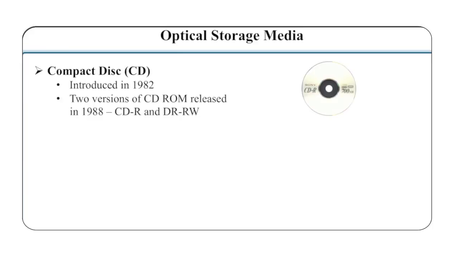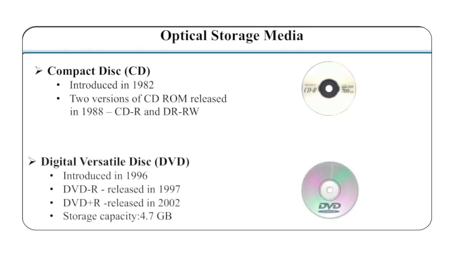That is, the CD-R, which was write once, read many, which means data once written cannot be erased. And secondly, the CD-RW, in which the data once written can be erased completely and the same storage device can be used again for storing different data. A typical disk used in a computer-based CD drive stores 700 MB.